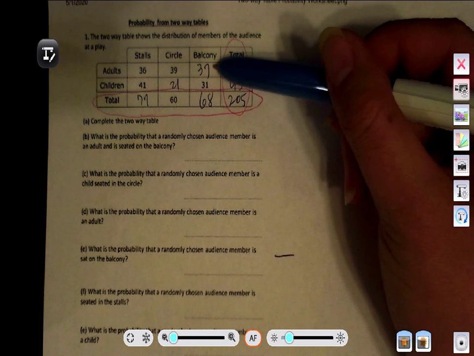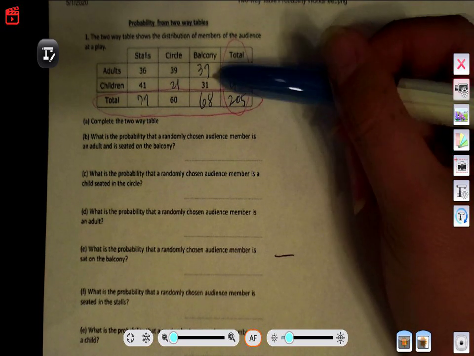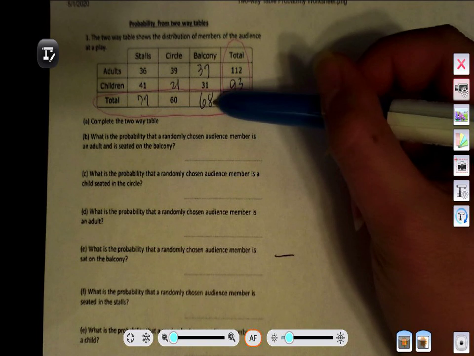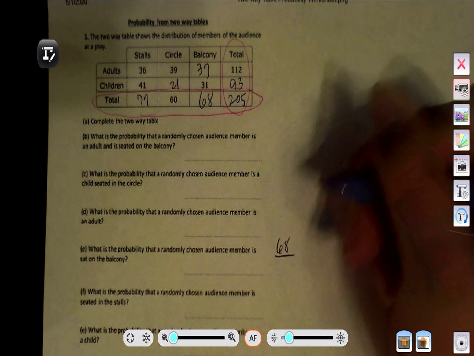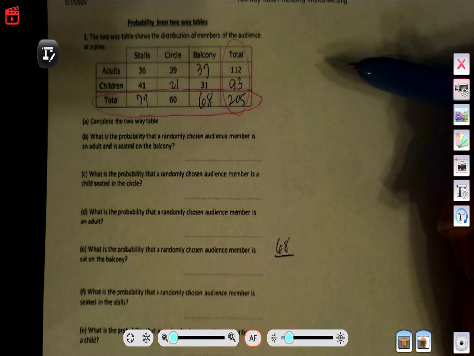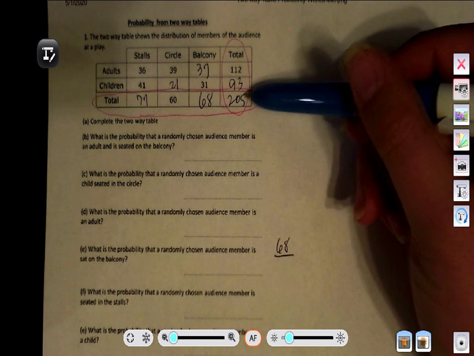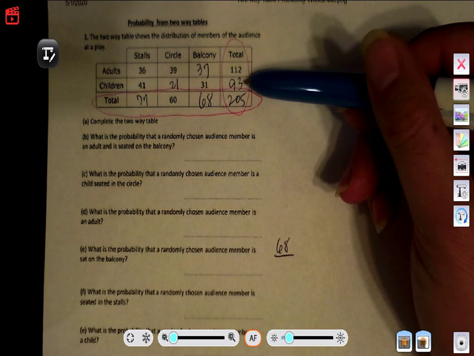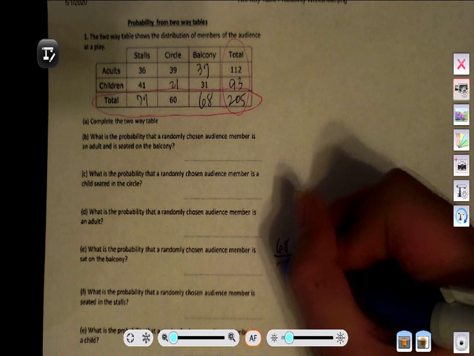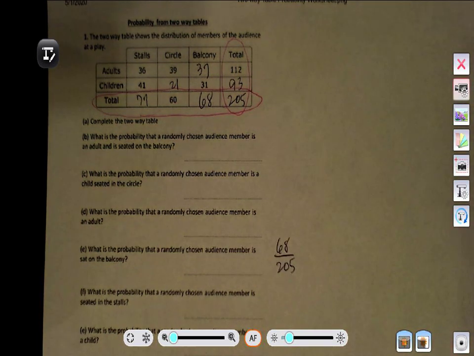In other words, it's not adults on balcony, it's not children on balcony, it's everybody on balcony. So 68 will be the numerator, and the denominator would be out of everybody altogether. So it's not the total number of adults, it's not the total number of children, it's everybody altogether, so it's going to be 205. Okay?